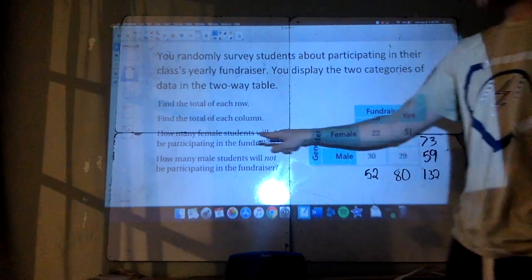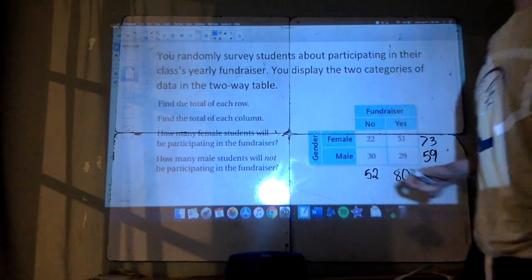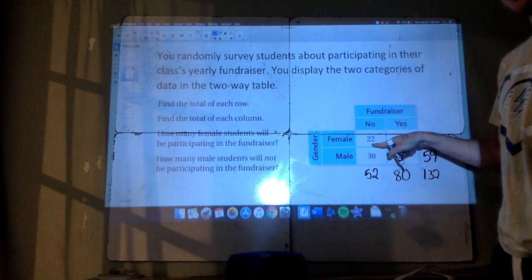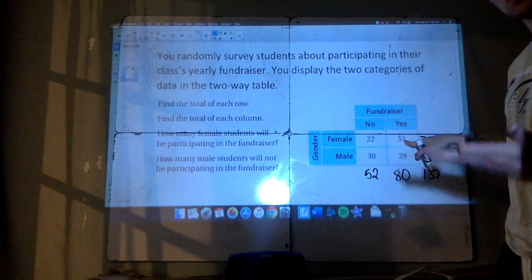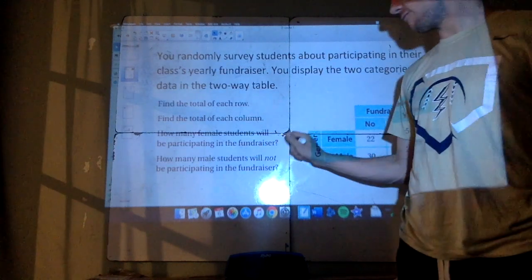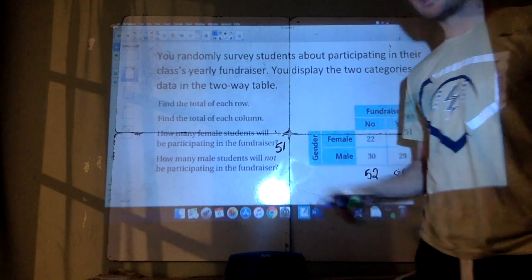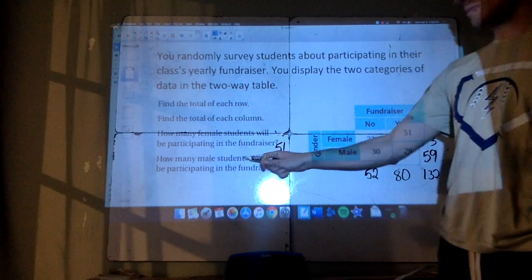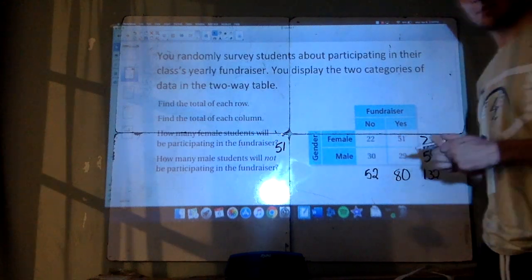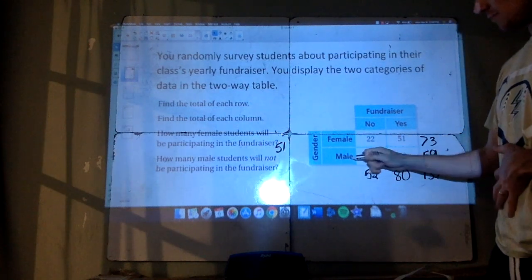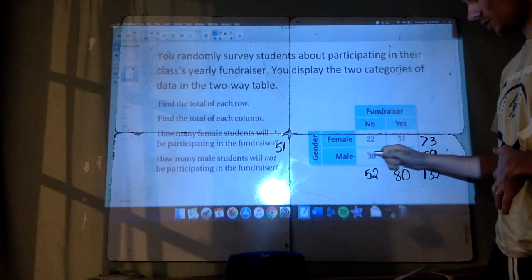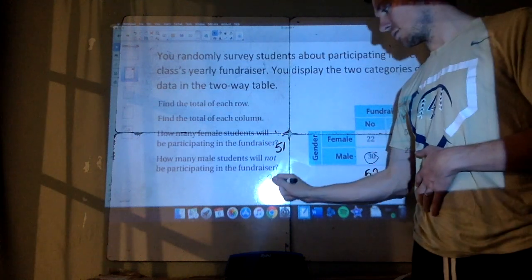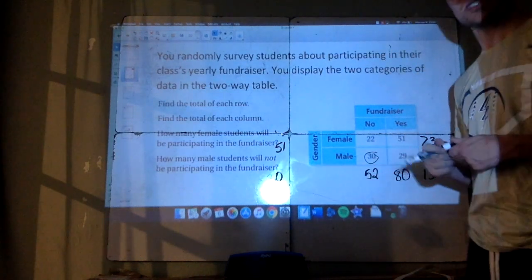So we did that, now find the total of each column. How many female students will be participating in the fundraiser? Well, for female, 22 said no, and 51 said yes. So there are 51 female students participating in the fundraiser. How many male students will not be participating in the fundraiser? If we go to male and no, there are 30. So just answering some simple questions with that.